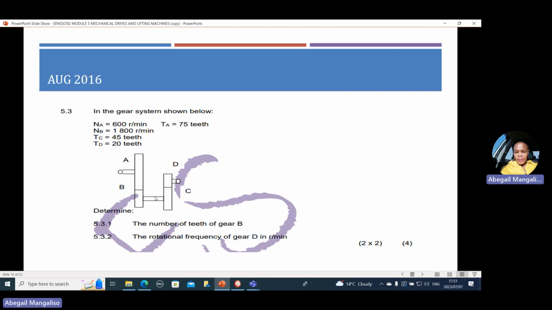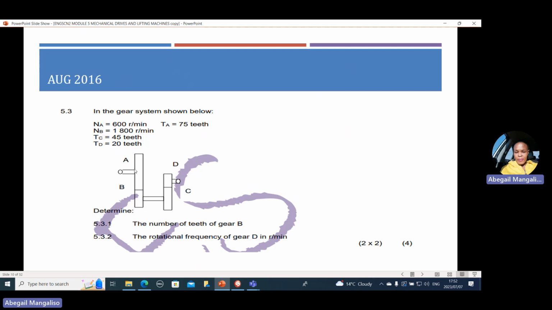On the same shaft as gear C. Since these two are keyed on the same shaft, they will rotate at the same speed because they rotate together. So the N of B is the same as N of C. There is a relationship. Gear D meshes with C.